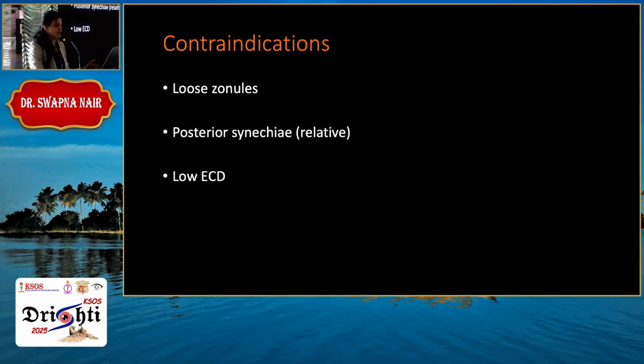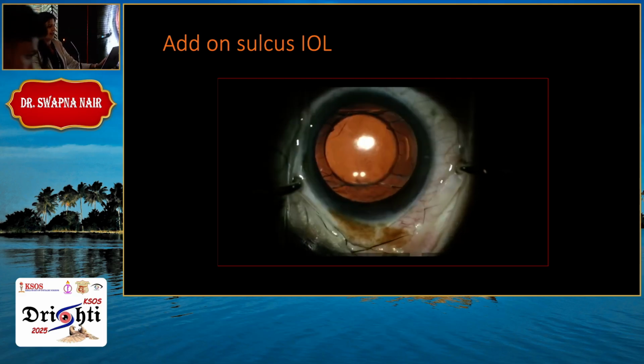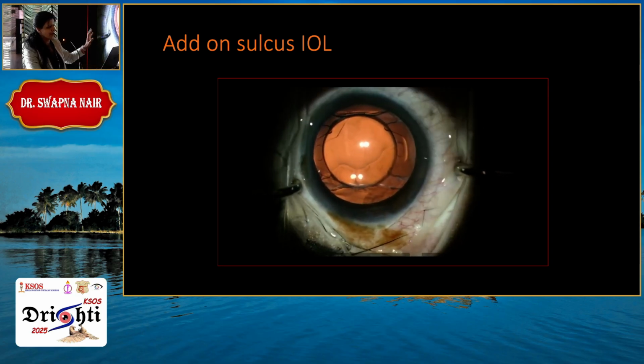Now, when do you not do it? When the zonules are loose, because you don't want to put another haptic into that sulcus, where the zonules are. When there's posterior synechiae, that's a relative contraindication. Broad ones, absolutely no. And when the endothelial cell count is very low, it's very important that you do a specular microscopy before you implant a secondary IOL. Now, this is an add-on sulcus IOL that's being implanted. So you can see that there's already an IOL in the capsule.